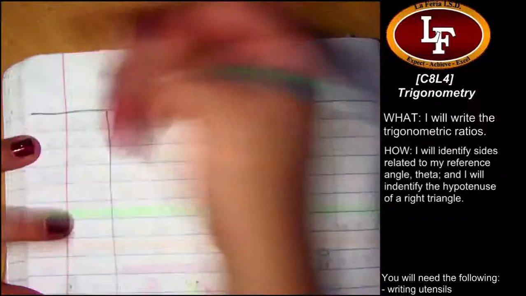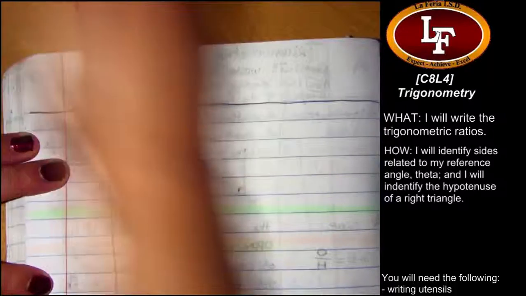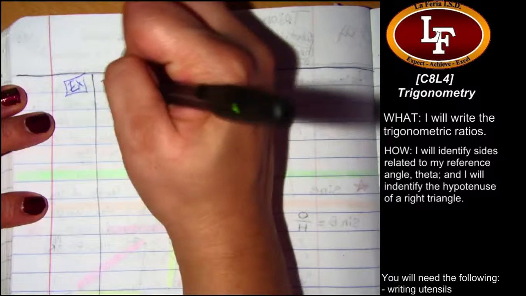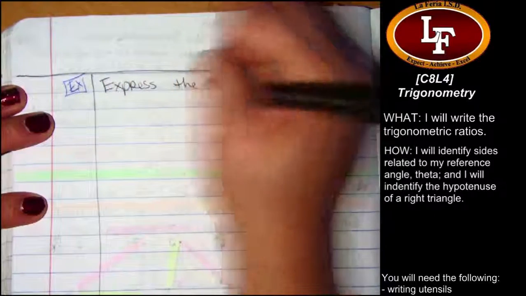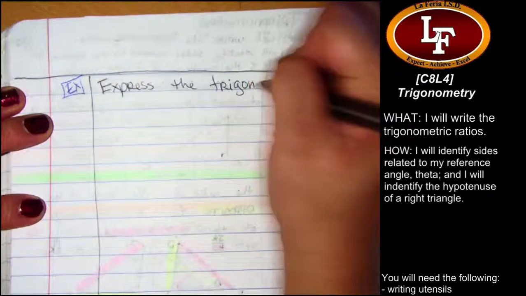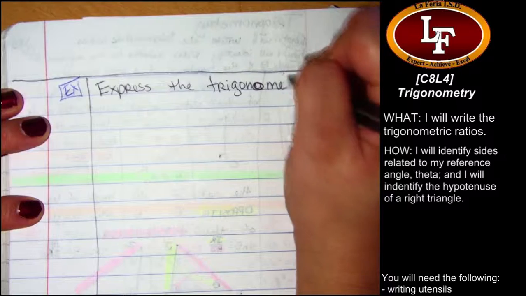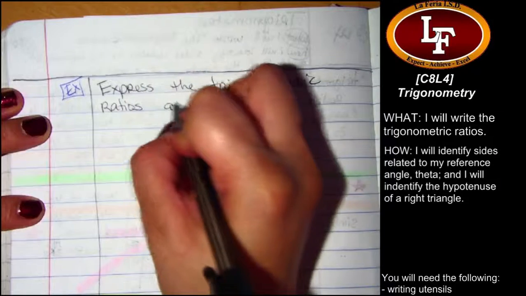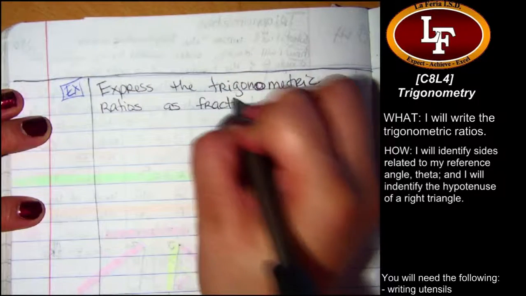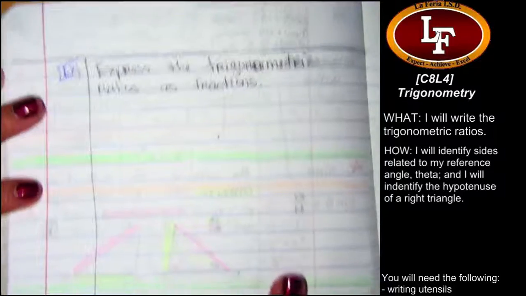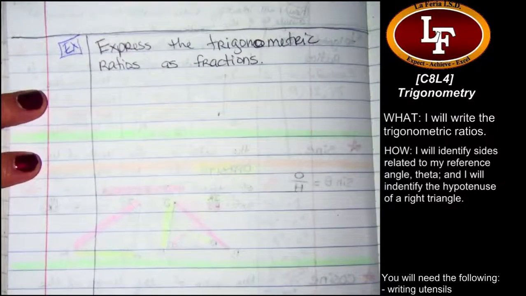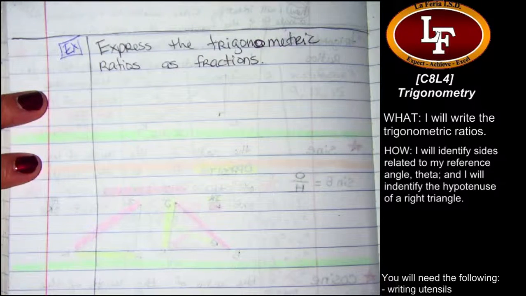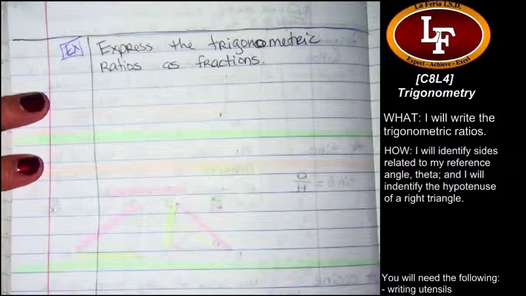I'm so confused. Let's do this example. All right, here is the example for the day. It says express the trigonometric ratios as fractions. Tomorrow we're going to start playing with them in decimal form, and all you have to do literally is just type the fraction into the calculator and hit Control Enter so that it gives you the decimal form, and that's it. And round it, and you're done.